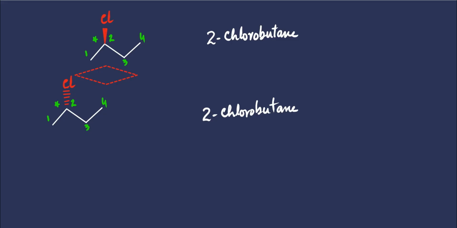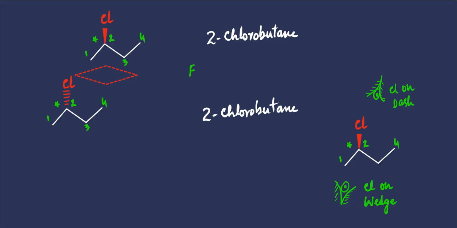And if we put a mirror in between these two, we will find that these two are mirror images of each other. In other words, if we look at the molecule from front side, we will see this molecule with chlorine on wedges, whereas a person looking from the opposite side will see the chlorine on dashes. In other words, we can say, these two are enantiomers or non-superimposable mirror images. Thus IUPAC names of enantiomers are the same.